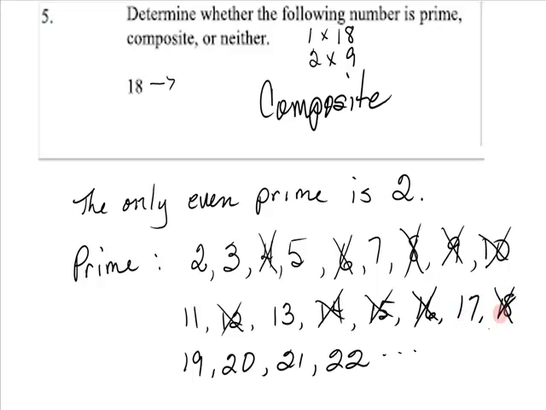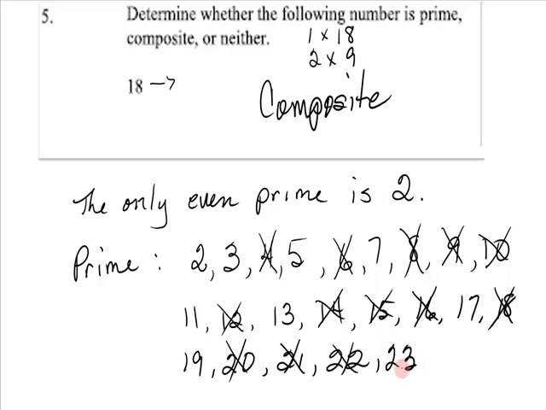18, it's even, has to be composite. 19, that is a prime. 20, no, it's even, has to be composite. 21, it's odd, but not only is it 1 times 21, but 7 times 3. So that's composite. 22, well, it's even, so forget it. And I guess we could do at least one more.